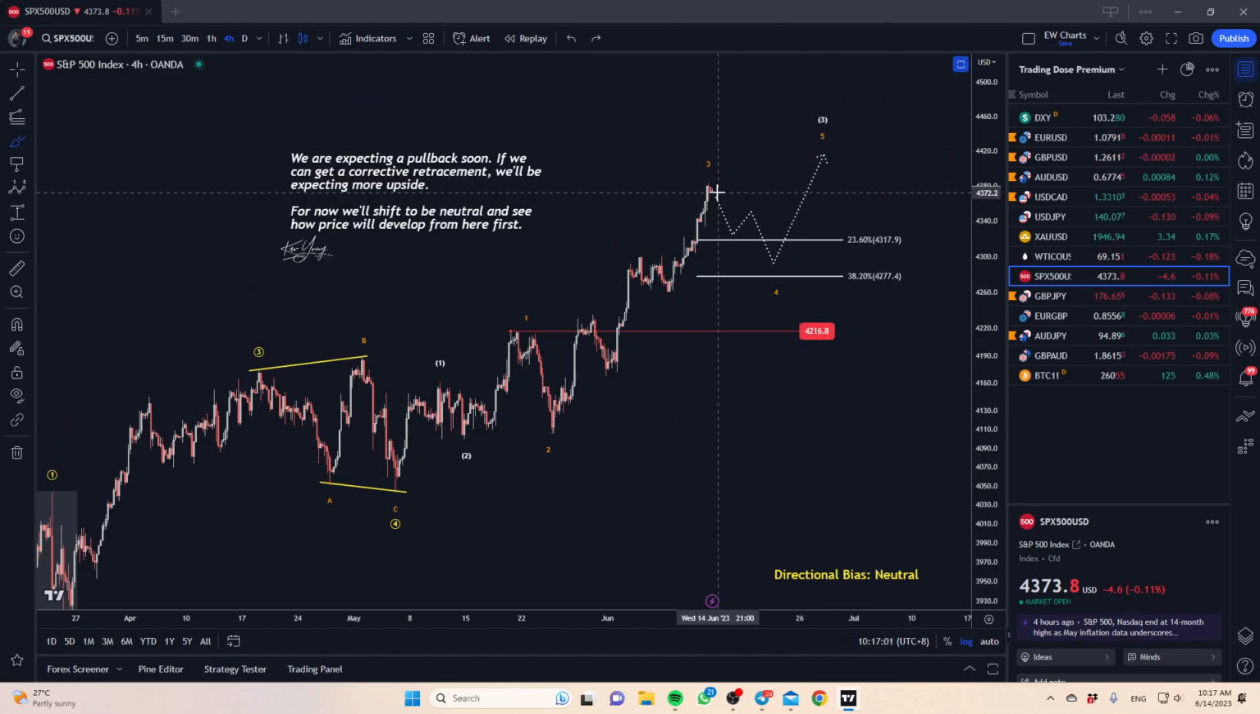The thing is just to wait for a pullback before getting involved in a buy. That will be something better. You don't want to get involved at a high price. Wait for a pullback, and then only get involved in the buy.